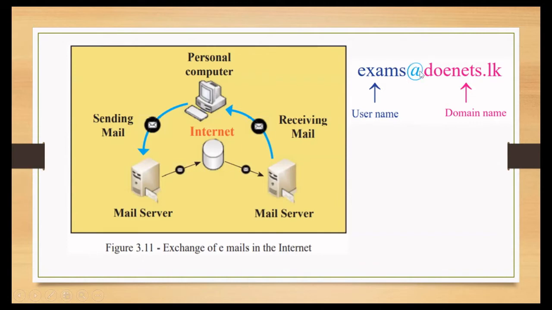Okay, then you can see the email address here. There is a special symbol, that is the at symbol, that is very important. By using that at symbol, it is decomposed into sections, right? Username and domain name. That is very important. Username and domain name.